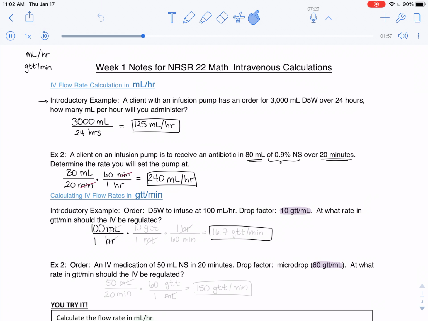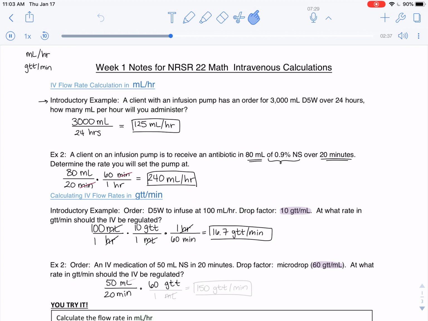So the first thing that we can do is write our 10 drops for every 1 milliliter, so that milliliters will cancel. And next we need our 1 hour on top because we need to cancel, so 1 hour per 60 minutes. Now we get drops per minute, which is what we want. This becomes 16.7 drops per minute.